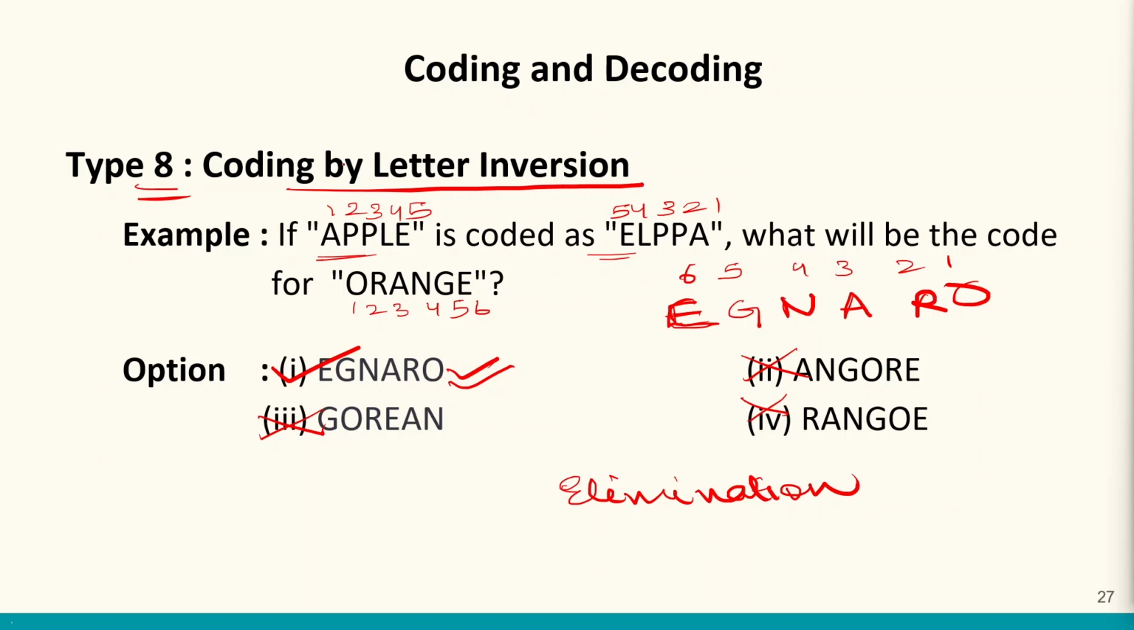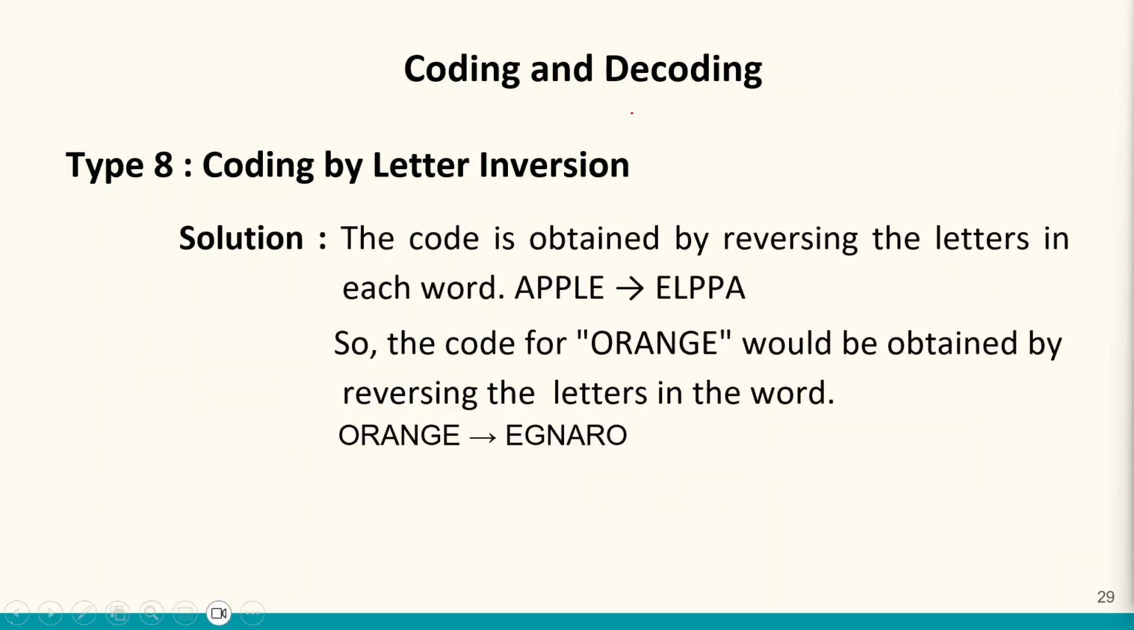So this was the 8th type, by letter inversion. Today we studied all the types: coding by letters, coding by numbers, coding by mixed letter numbers. Then we studied coding by pattern formation, coding by letter inversion. Then we studied coding in sentences and also by substitution. All these are the types of questions that can come from coding and decoding. This concludes our lecture, and thank you.